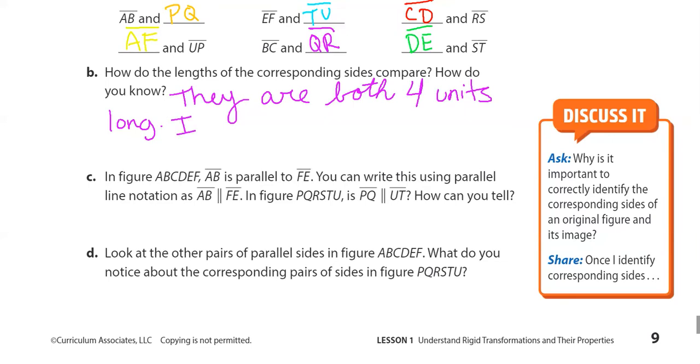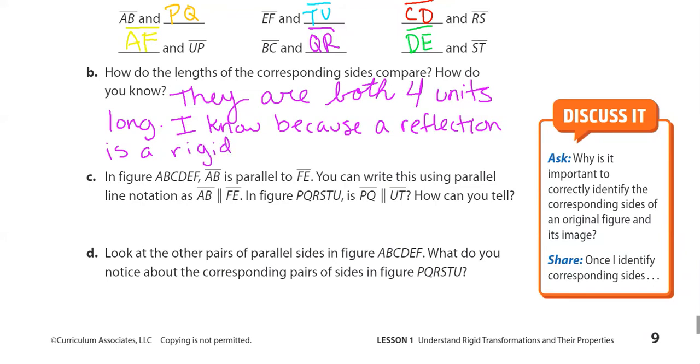You could say, okay, we could do this 2 ways. We could do it the simple way and just say I know because I counted them. I'm going to go the academic way and say I know because a reflection is a rigid transformation. Actually, I counted them is probably a better answer, but you know, sometimes we just want to be fancy.